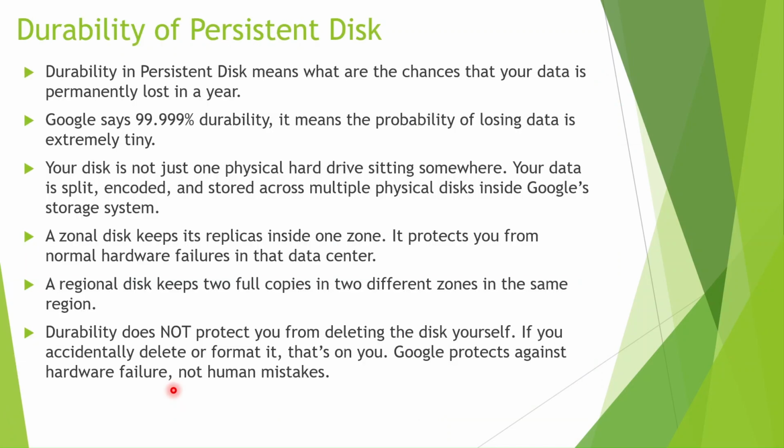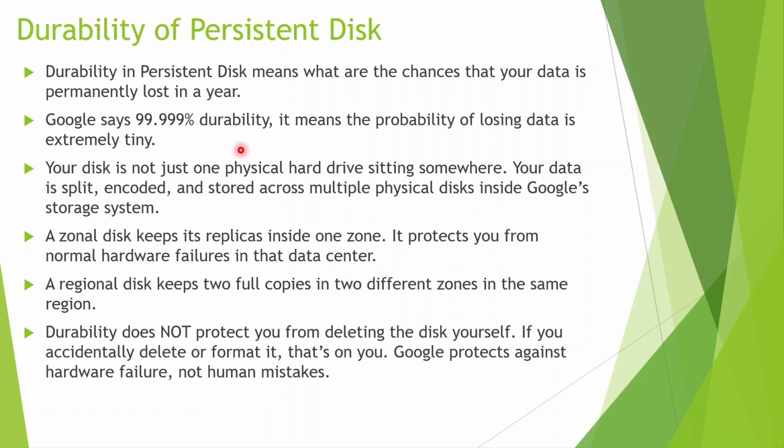That is another zone. Now let's see the durability of persistent disk. Durability in persistent disk means the chances that your data is permanently lost in a year. Suppose something happens in a Google region or zone, what are the chances the data will never be recovered? If Google says we have 99.999% durability, it means the chance of losing data is extremely tiny. Maybe something big happens and then only your data can be lost.